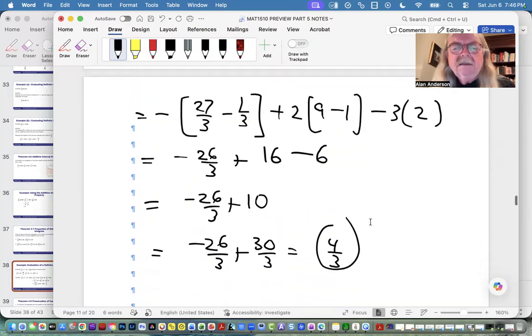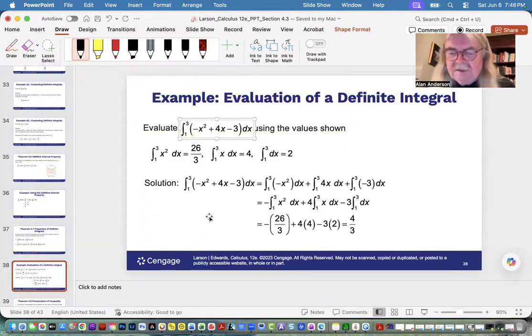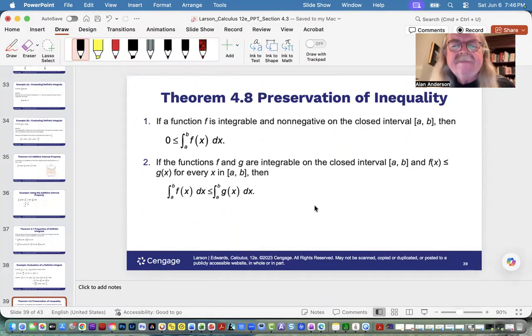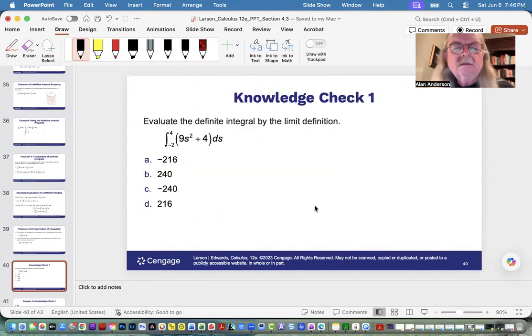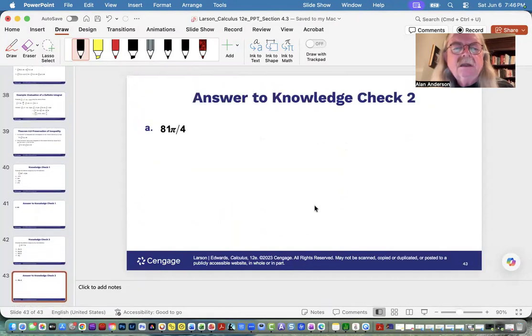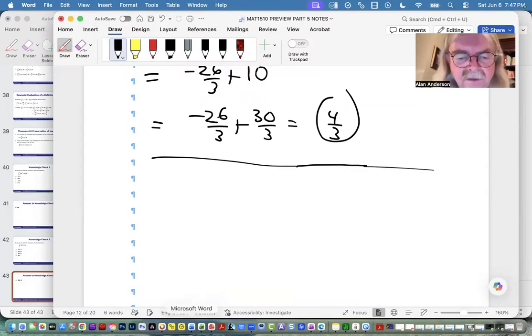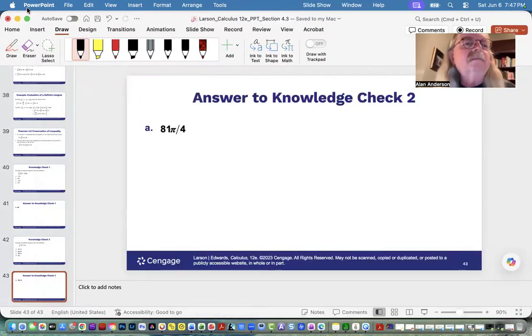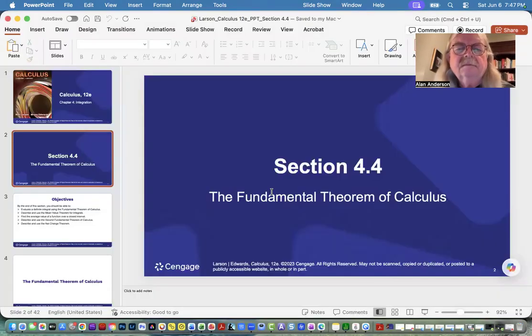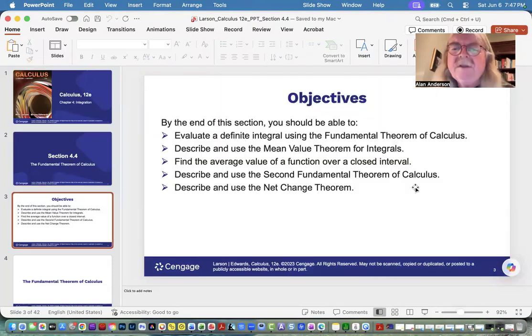Okay, now let's see. We don't need to do every single one of these examples. Let's see what's next. Oh, okay. That was 4-3. Okay. So 4-4, let's take a peek at what's coming up in 4-4. Oh my God. The fundamental theorem of calculus.